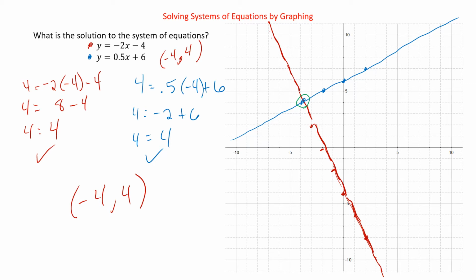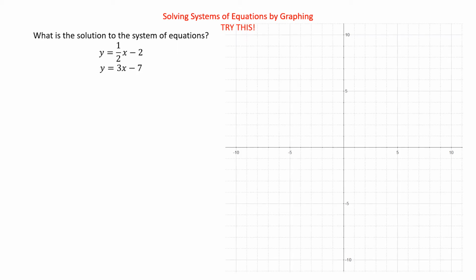So we have a couple for you to try. You're going to want a piece of paper and a pencil. Ideally, a piece of graph paper if you have some. That's hugely useful. So we're going to have y equals 1/2 x minus 2 and y equals 3x minus 7. This is the first one that you're going to try.